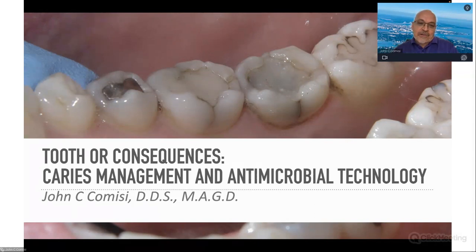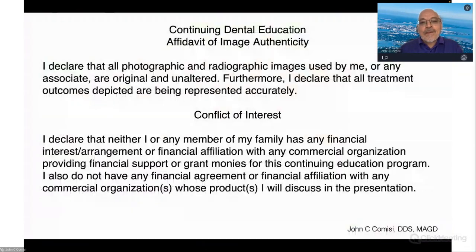As you can see in this particular slide, we have several failing restorations. These are failing restorations that I placed at one point in time. The amalgam is doing pretty darn well, but my composites absolutely are horrific. This was my beginning journey to try to find ways to improve the restorative process, back in my private practice many years ago.